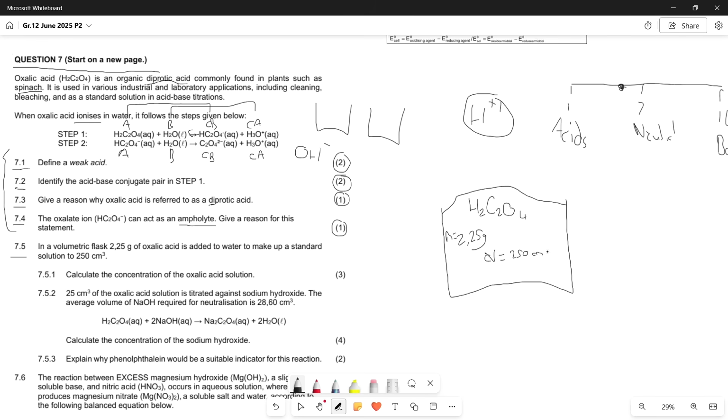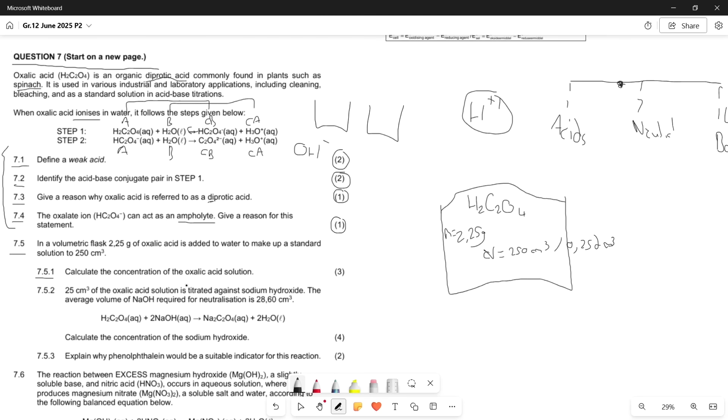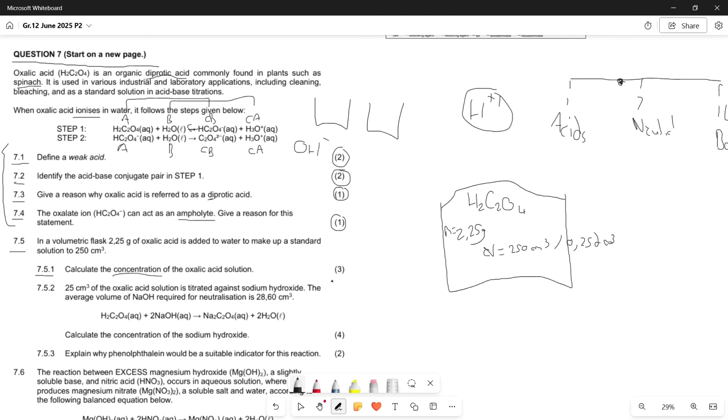Great, so we have centimeters cubed, or we have 0.25 decimeters cubed in case we need the decimeters cubed for another calculation or a specific formula. Okay, so now we have all our information in a beaker and we have plotted it out so we can then visualize it based on whatever questions they ask. So then from there, 7.5.1 says calculate the concentration of the oxalic acid solution. Okay, so a 3-mark question over here.